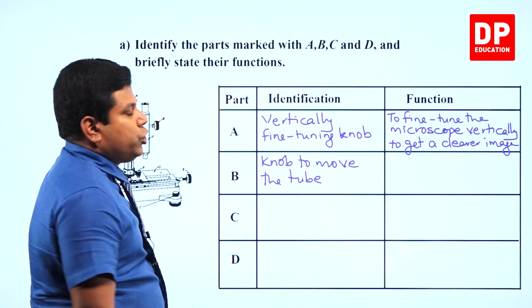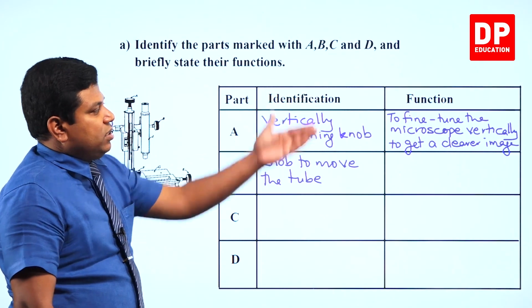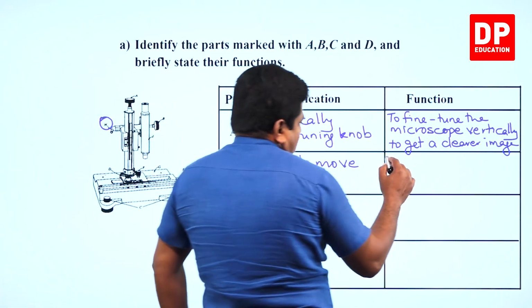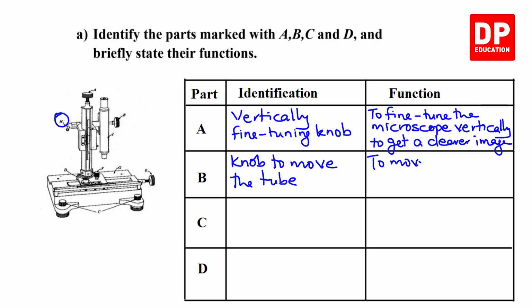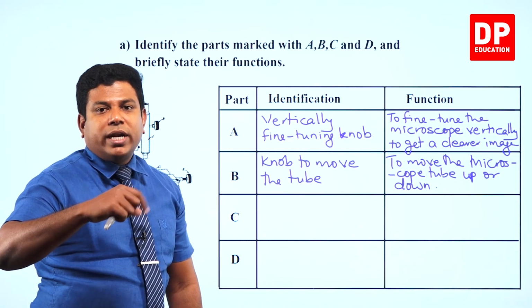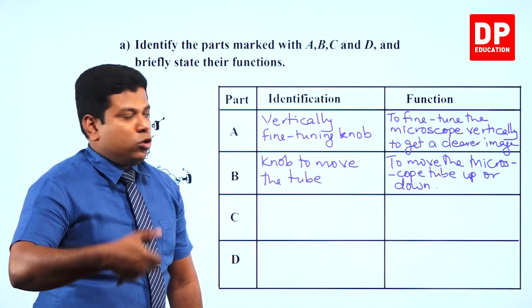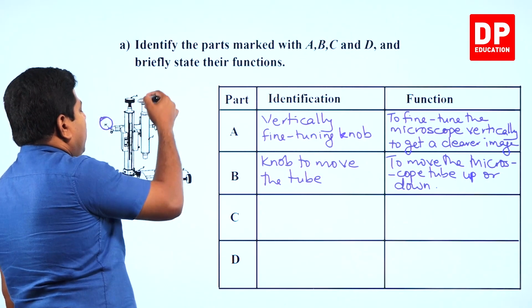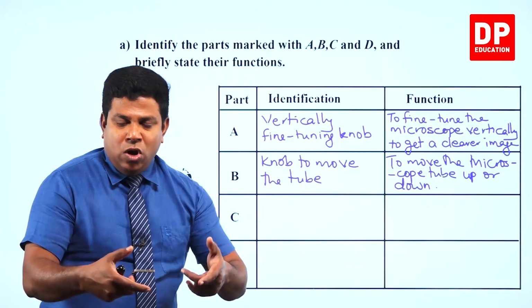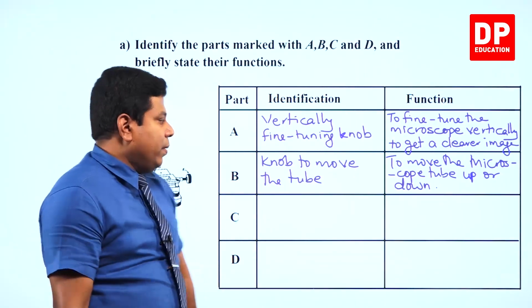Knob to move the tube, the microscope tube. What is the function of that? To move the microscope tube up or down. You can loosen that or tighten that by rotating it. You can move the microscope tube. This tube only will go up and down, not the entire microscope system. Only the tube will move up and down.